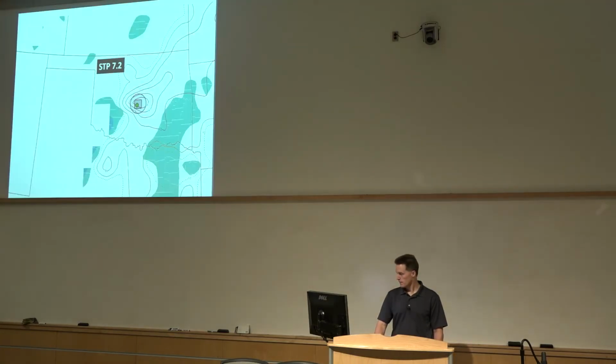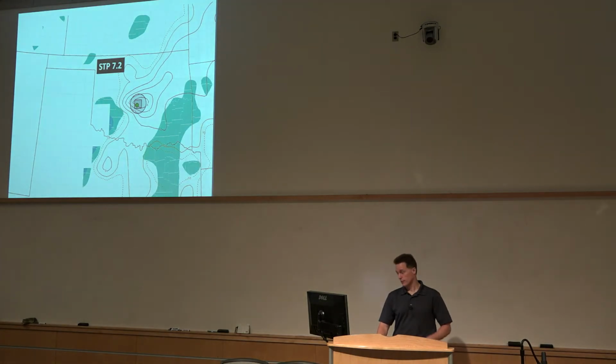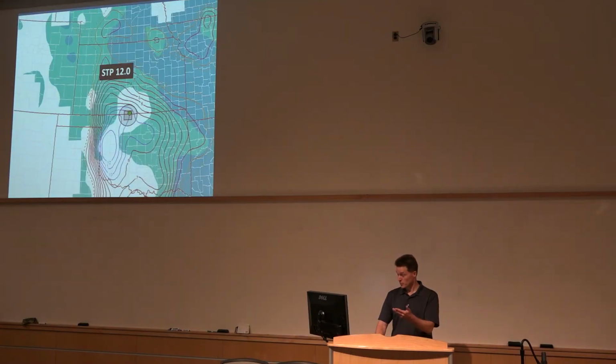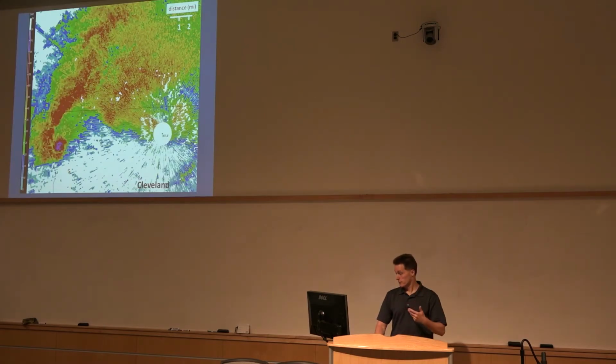bit later. So we look at the mesoanalysis, STP in the near vicinity of the storm is up as high as 7. And this one in the vicinity is up as high as 12. So these are both upper echelon storm environments, showing you near the time and the location that the tornadoes occurred. We'll look at the radar.